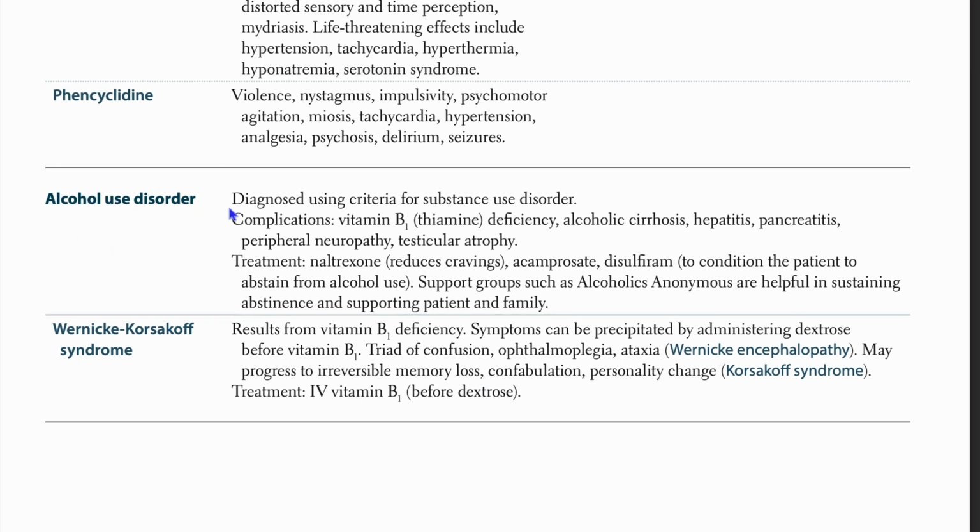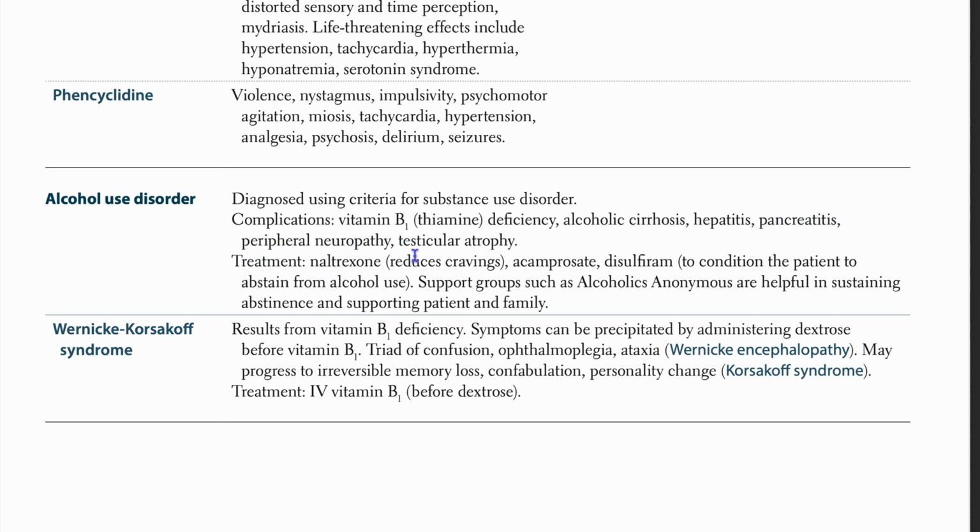Alcohol use disorder is diagnosed using criteria for substance use disorder. Complications: vitamin B1 or thiamine deficiency, alcoholic cirrhosis, hepatitis and pancreatitis, peripheral neuropathy, testicular atrophy. So that's an important deficiency that you need to know. Everything else is pretty obvious. Right? Pancreatitis is an important one that you should know as well.